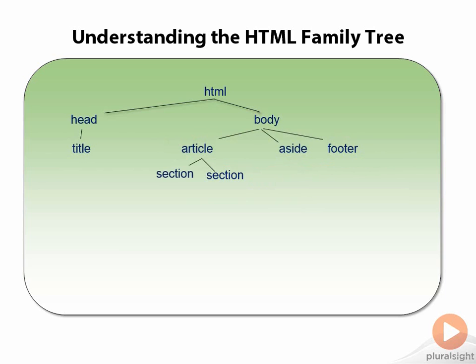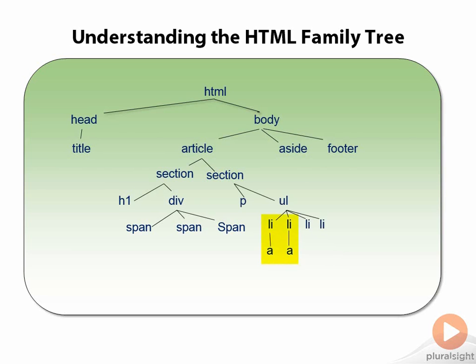Under article, we have two sections. In the first section, we have an H1 and a div. The div has three spans. The second section has a P and an unordered list. Inside the unordered list are list items, two of which have hyperlinks or anchors.